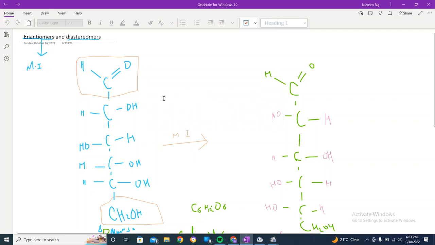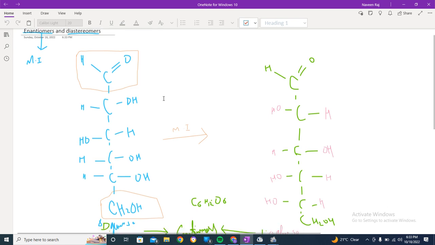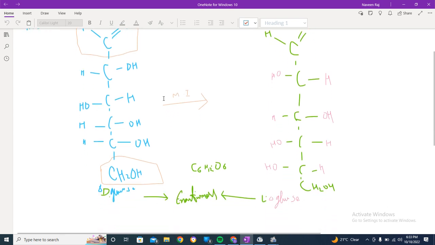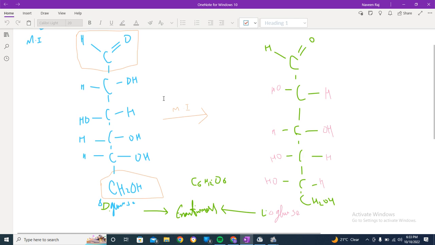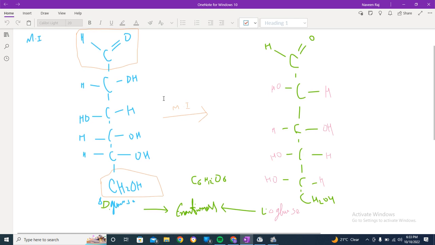In the last video, we discussed enantiomers, taking the example of glucose. In today's video, we're looking into another concept: diastereomers. We're looking into what diastereomers are.